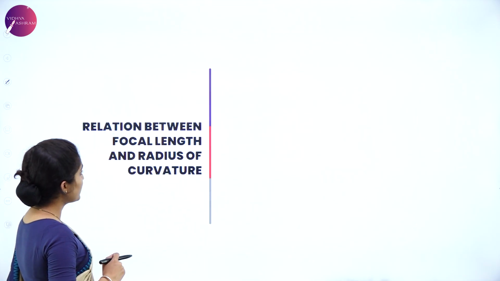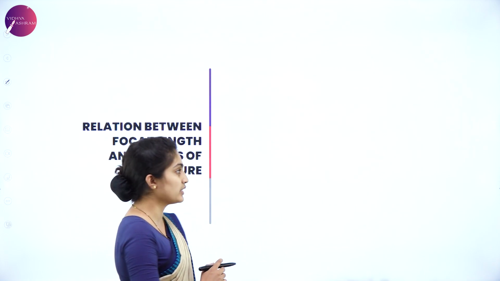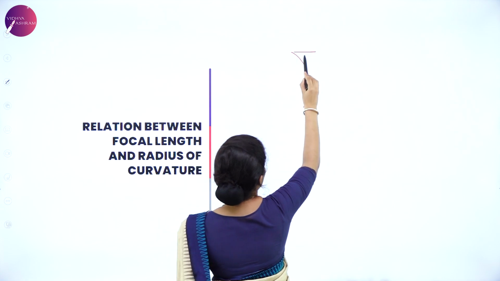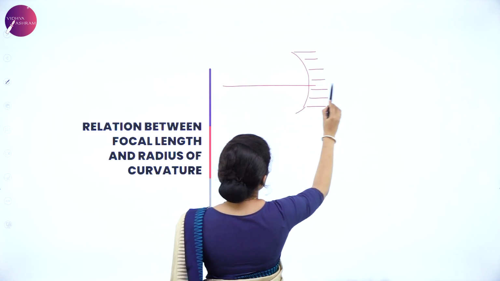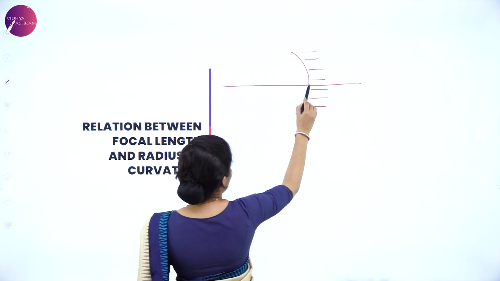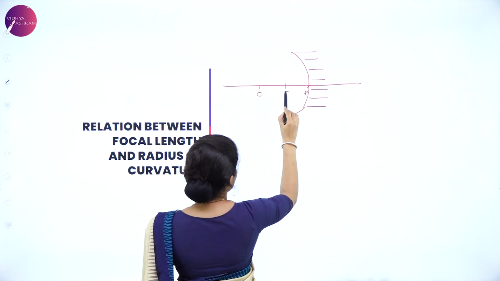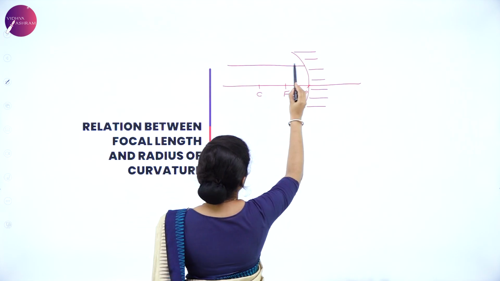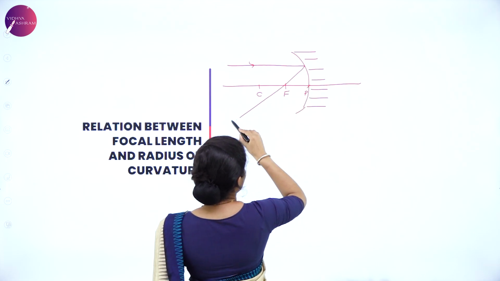So next you have the relation between focal length and the radius of curvature, for which we will have to consider a mirror. So you have a mirror over here. Let us consider a concave mirror with the principal focus here, and we have a pole here. We have a center of curvature as well as the focal length here. So any ray which is passing and hits here, it reflects and passes through the focus.